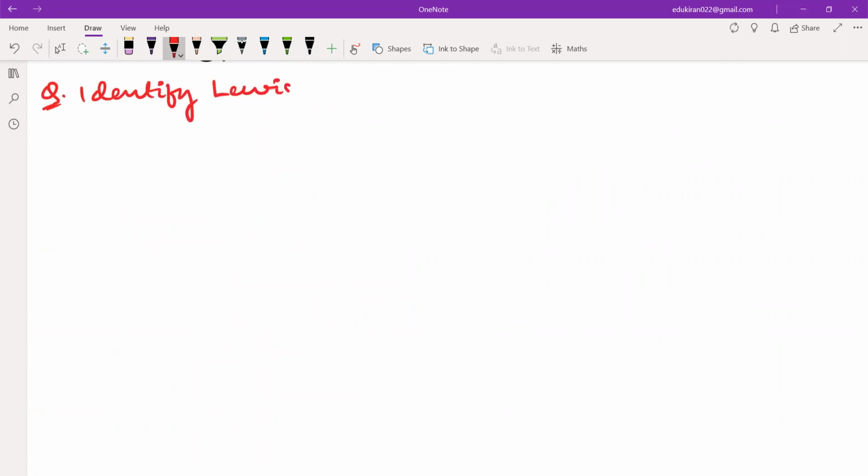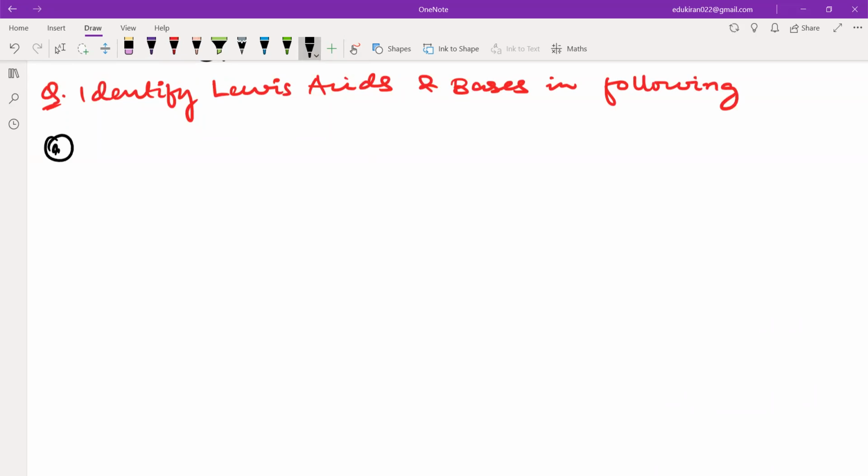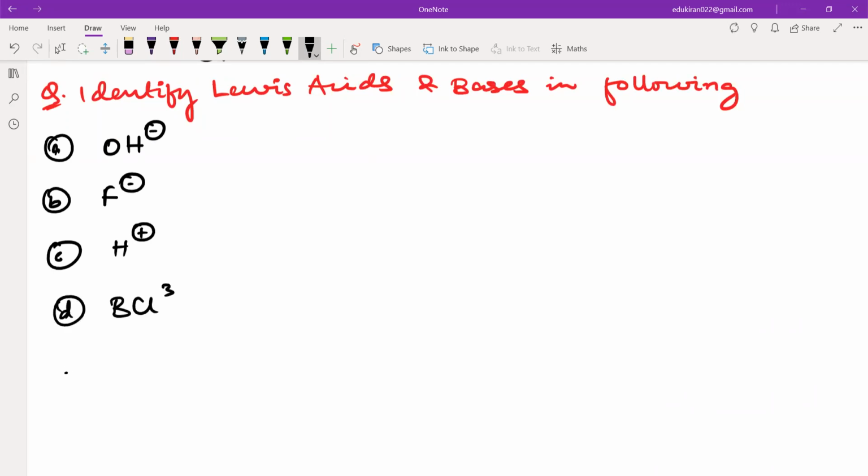Identify Lewis acids and bases in the following. Okay, write these four only.